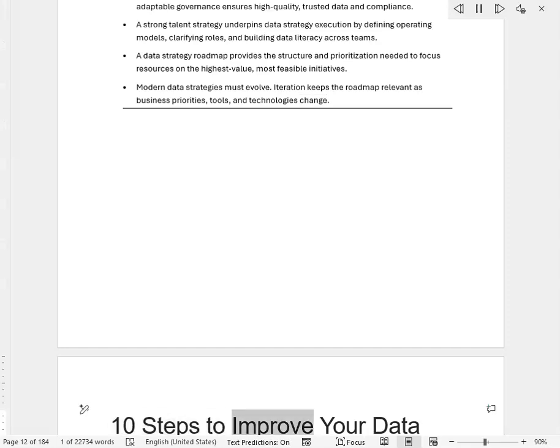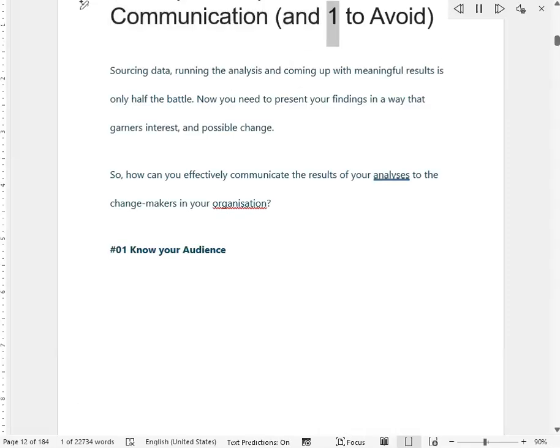10 steps to improve your data communication and 1 to avoid. Sourcing data, running the analysis, and coming up with meaningful results is only half the battle. Now you need to present your findings in a way that garners interest and possible change. So, how can you effectively communicate the results of your analyses to the change makers in your organization? Number 01, know your audience.